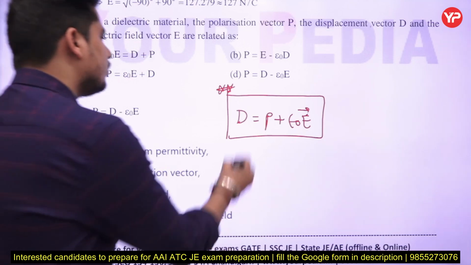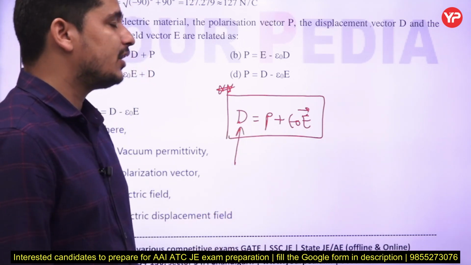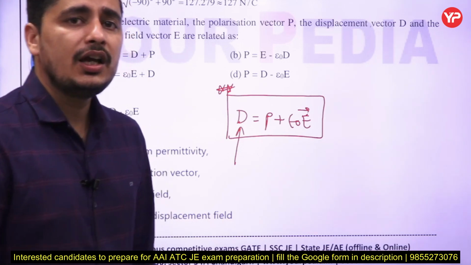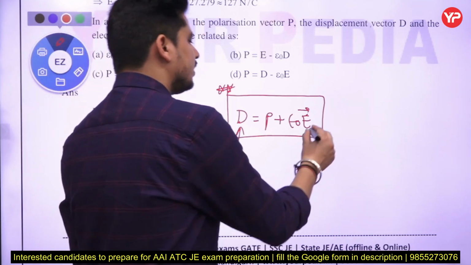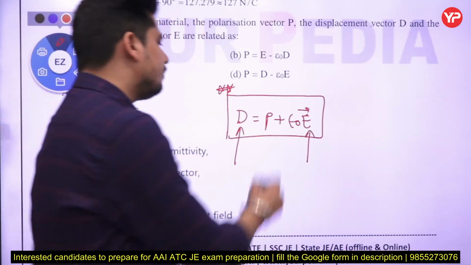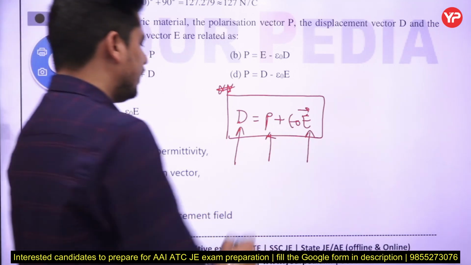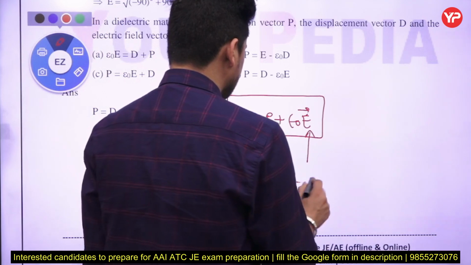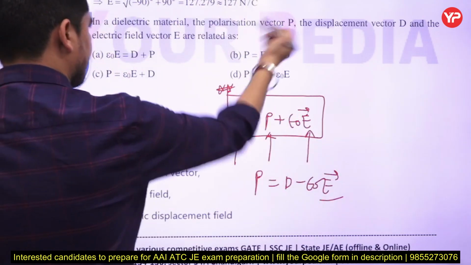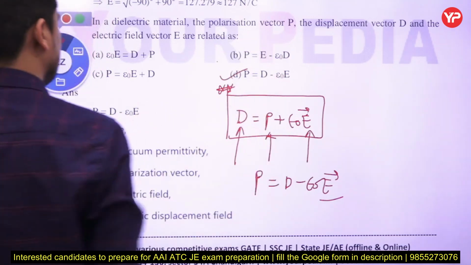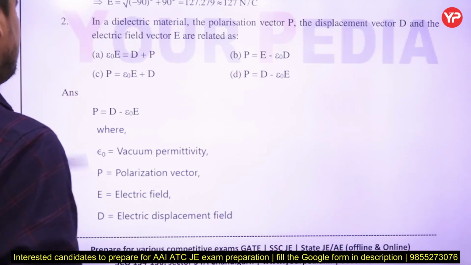But here D is called the displacement vector, generally we denote it as electric flux density. E represents electric field intensity, P represents the polarization vector. So that is the relation. If I calculate the value of P, P is going to be D minus epsilon naught E. So that is the answer for this question.